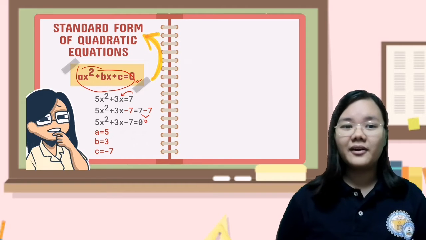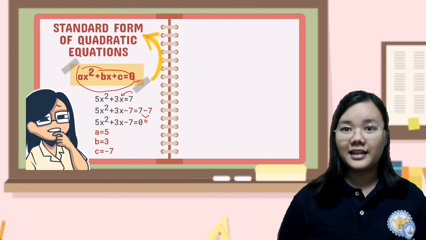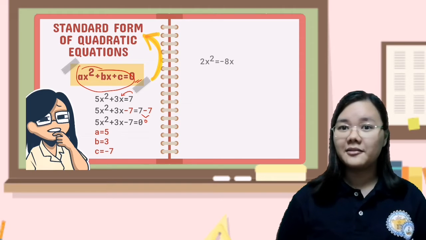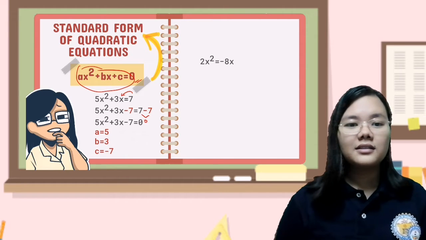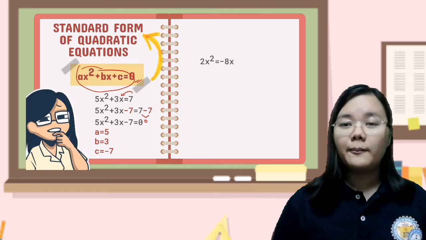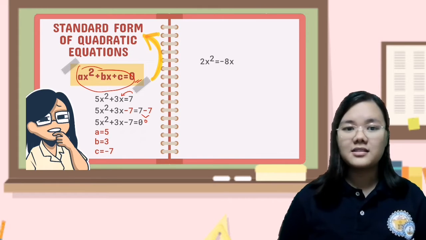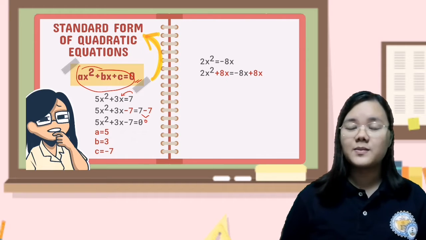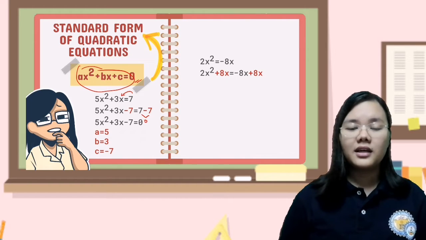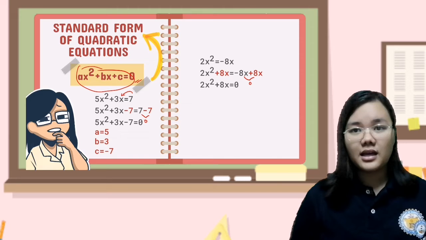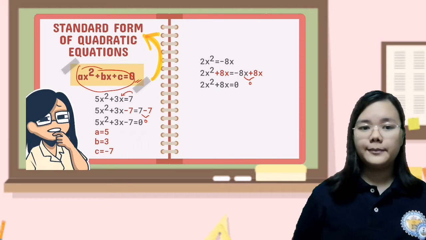The next example, 2x squared equals negative 8x. So we must transpose negative 8x. It will become positive 8x. 2x squared plus 8x equals negative 8x plus 8x. The other side will become 0. Then it will be 2x squared plus 8x equals 0.